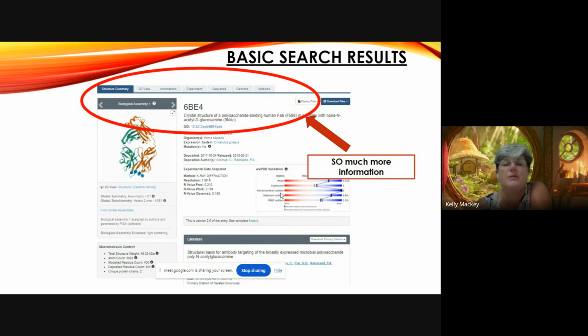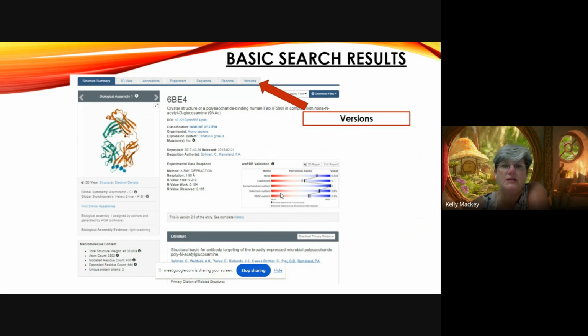And even then, forget scrolling down, across the top, there's all of these other things. The experiment would be the exact conditions that were run. The sequence, that's where you'll go to get the PDB file you're going to need to feed into Phenix and CCP4. And then the 3D view. Versions might be particularly useful if, and I'm pretty sure this is the case, the protein you're working with hasn't been really deposited. You're looking for something kind of close to it. That might be where you wind up going.